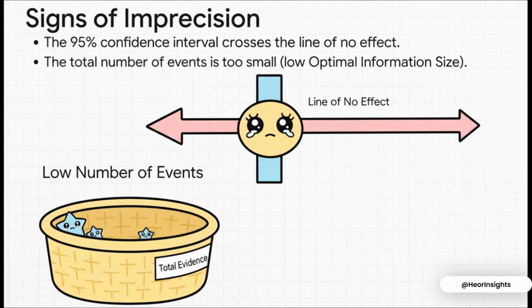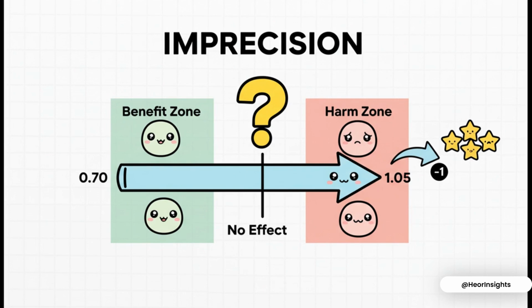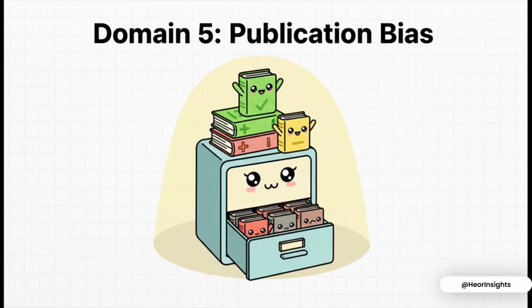If it does, we can't even be sure there's any benefit at all. Another clue is just not having enough data. Too few patients or events can lead to an imprecise result. Let's look at an example. Say your overall result is a risk ratio of 0.85, which suggests a 15% risk reduction. That sounds pretty good, but if the confidence interval is from 0.70 all the way to 1.05, that means the true effect could be anything from a 30% benefit to a 5% harm. That's too uncertain. That's imprecision. Time to downgrade.